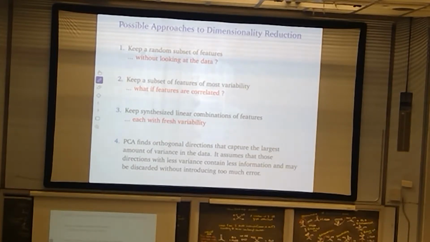PCA essentially finds orthogonal directions that capture the largest amount of variance in the data. It assumes that those directions with less variation contain less information and may be discarded without introducing too much error. If you have a bunch of measurements, and some measurement doesn't change much, you can think of the entire data set as just the same value. That cannot be very informative. You just throw it away, okay? So in a way, it treats every variation as useful signal.